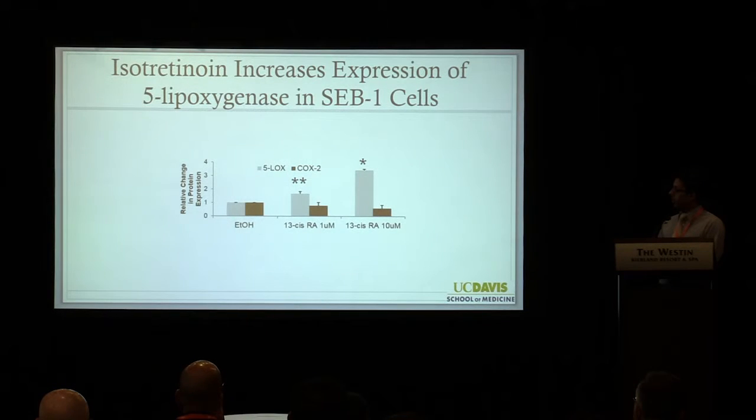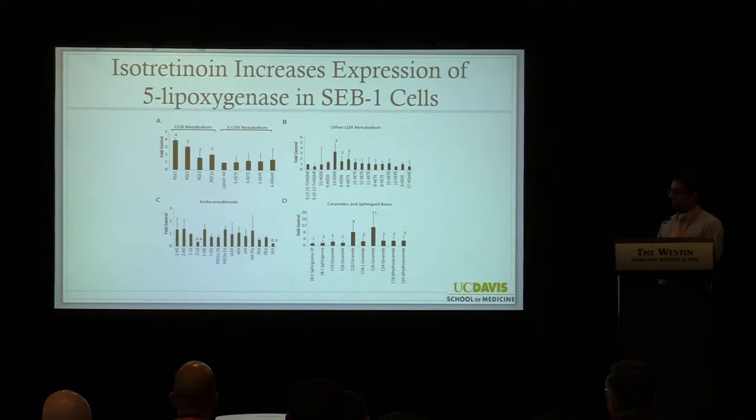This is done in SEB1 cells. We're going to be following this up with clinical samples. But SEB1 cells are a cell line, so we realize that that's not a primary human sebocyte. However, what we did find is that as you expose the cells to isotretinoin, you see an increase in the 5-LOX enzyme. One of the challenges has always been to understand why do people flare when you start them on isotretinoin. And so we think this may be the first step to a better understanding. Maybe these lipid profiles are actually being altered in a way that might support a bit more inflammation. We're going to be following this up with clinical samples.